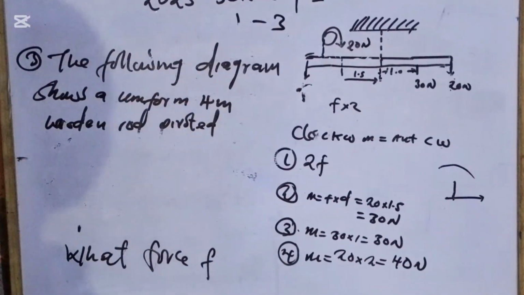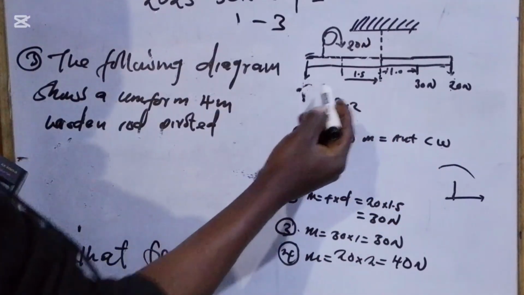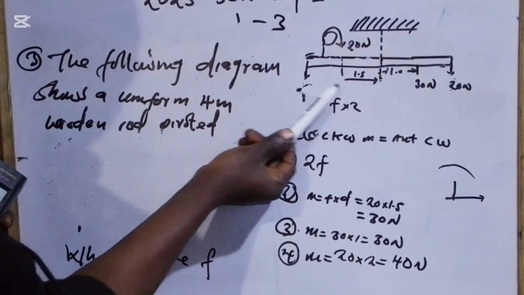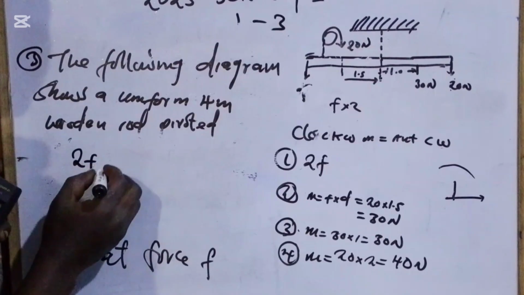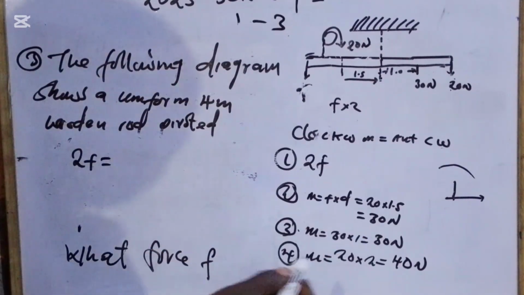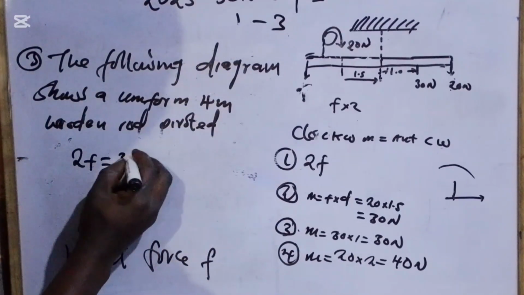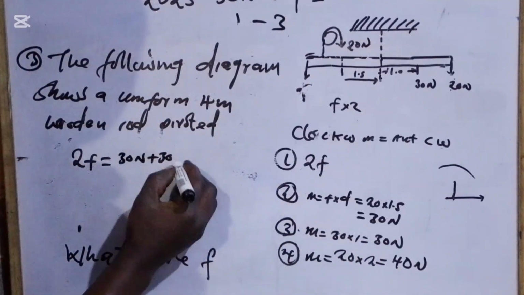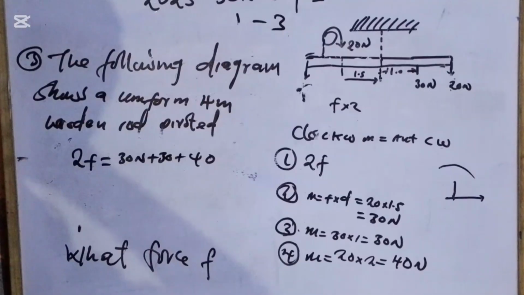If you can see from this given information now, you can find F. How can you find F? Because I've said clockwise moment is equal to anti-clockwise moment. So for the clockwise moment we have 2F. So we have 2F, which should be equal to you add these forces, which is 30 plus 30. 30 Newton plus 30 Newton, then plus 40. You add, we are finding the total.